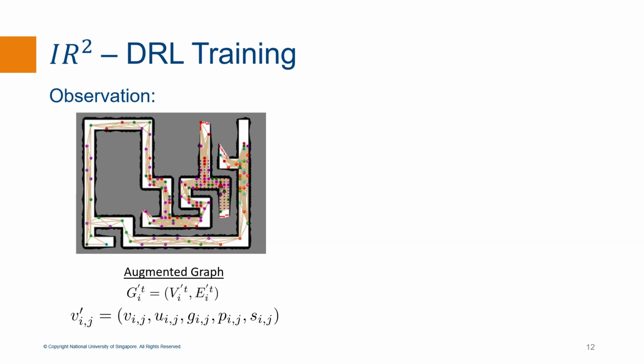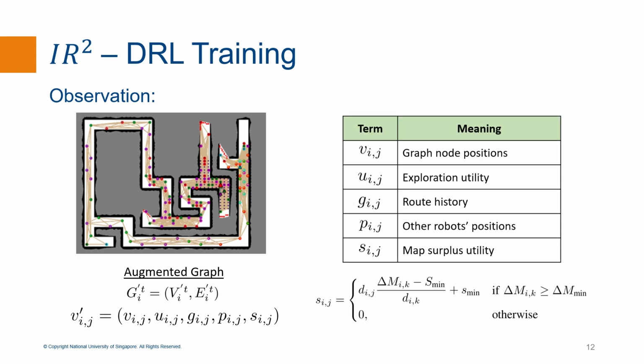For our training, we make use of the combined graph, augmented with additional information. Such additional information includes the graph node positions, exploration utility, which is the number of observable frontiers from each node, route history, other robots' positions, and the map surplus utility. In short, this utility comprises the A-star paths between the current robot and all other robots' positions. They are weighted by the robot's perceived map information surplus it thinks it possesses over other robots.